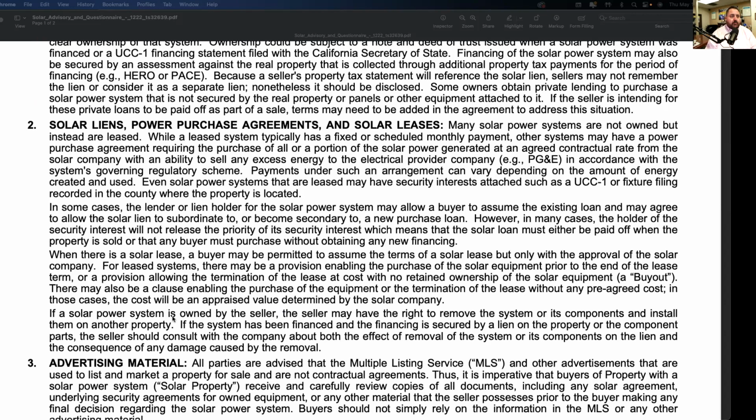Solar liens, power purchase agreements, and other solar leases. Many solar power systems are not owned, but instead are leased. While a lease system typically has a fixed or scheduled monthly payment, other systems may have a power purchase agreement requiring the purchase of all or a portion of the solar power generated at an agreed contractual rate from the solar company, with an ability to sell any excess energy to the electrical provider. In accordance with the governing regulatory scheme, payments under such an agreement can vary depending on the amount of energy created and used. Even solar power systems that are leased may have security interests attached, such as a UCC-1 or a fixture filing recorded in the county where the property is located.